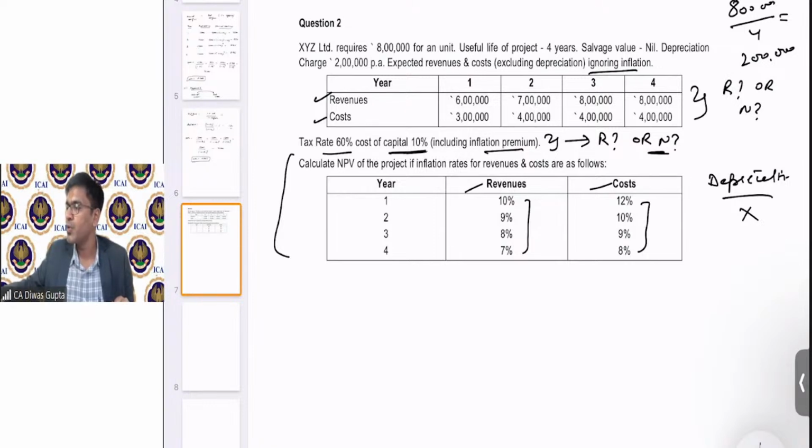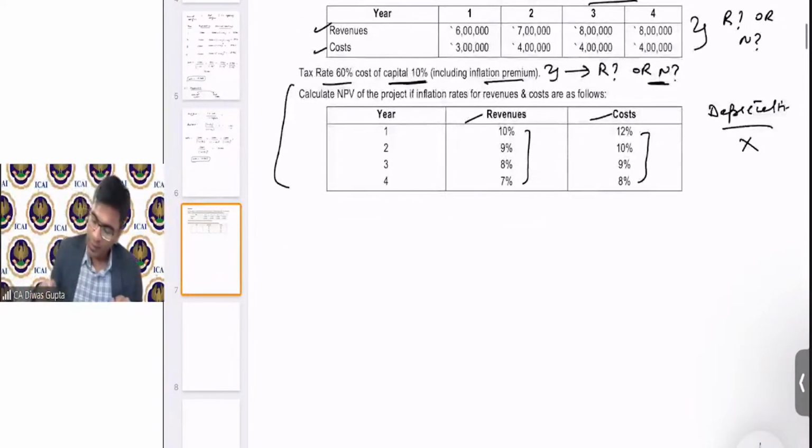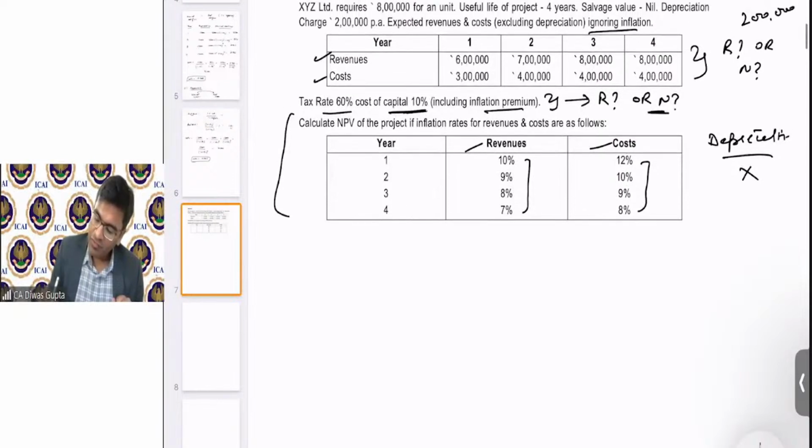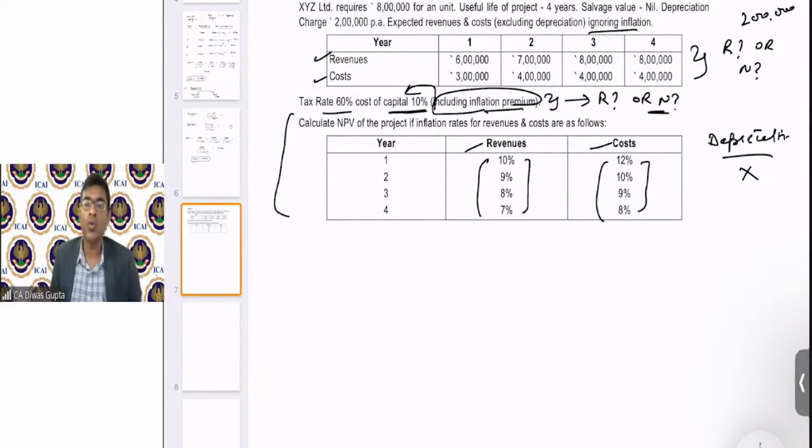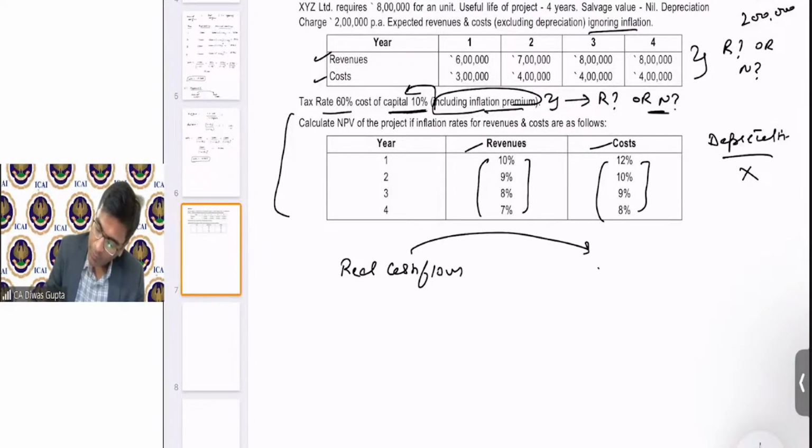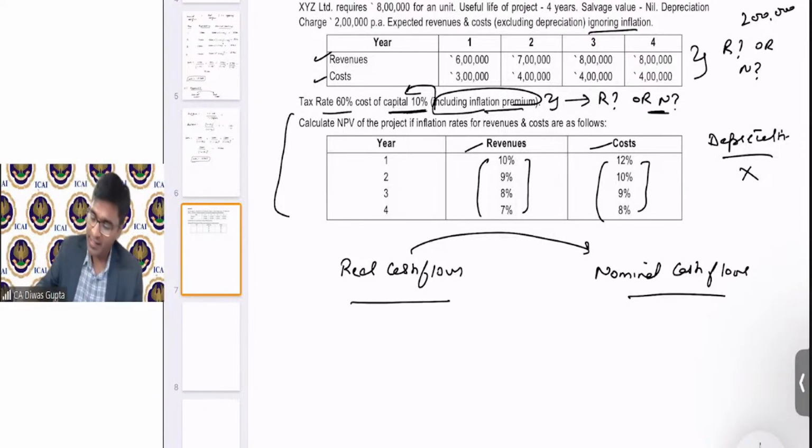Perfect. Let's start this question. Now, in this, we are not given any inflation premium to adjust in the rate. We are given inflation premiums to adjust in the cash flows. So we will make real cash flows to nominal cash flows. Okay, students. Now, how can we make it? Very easy and very simple.